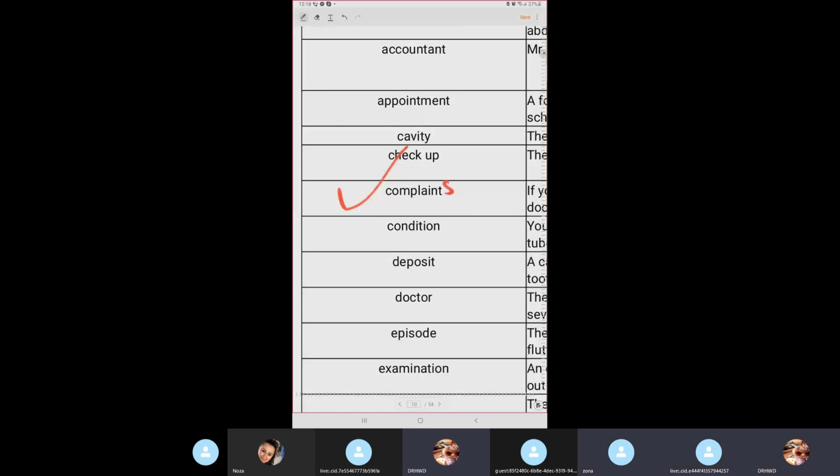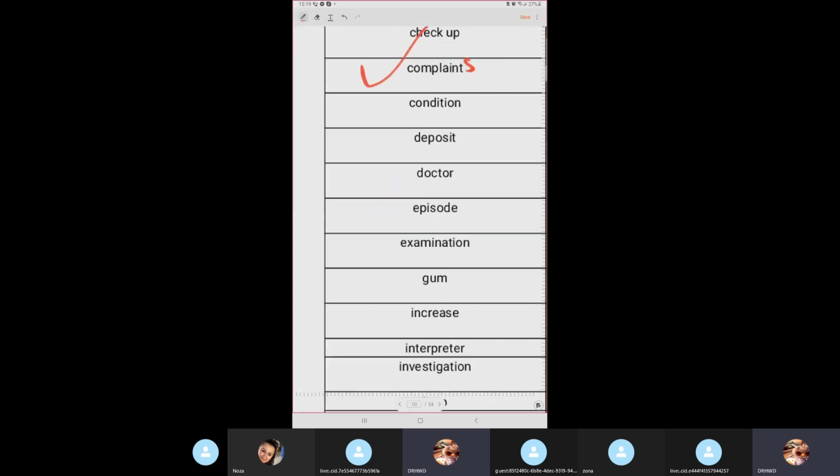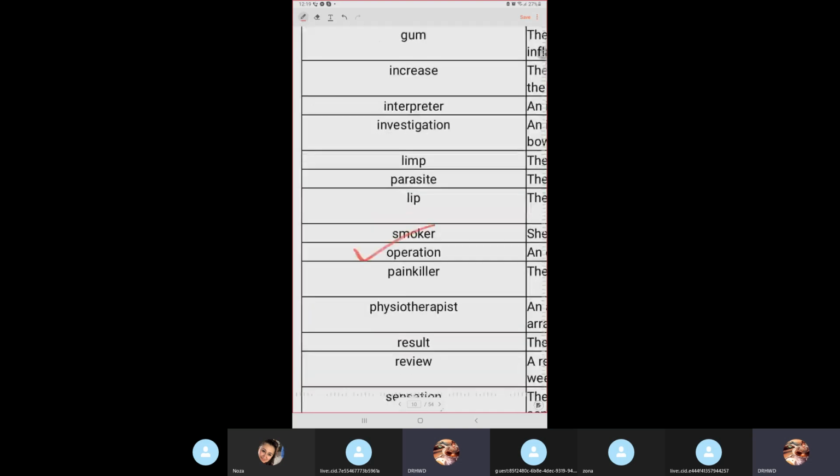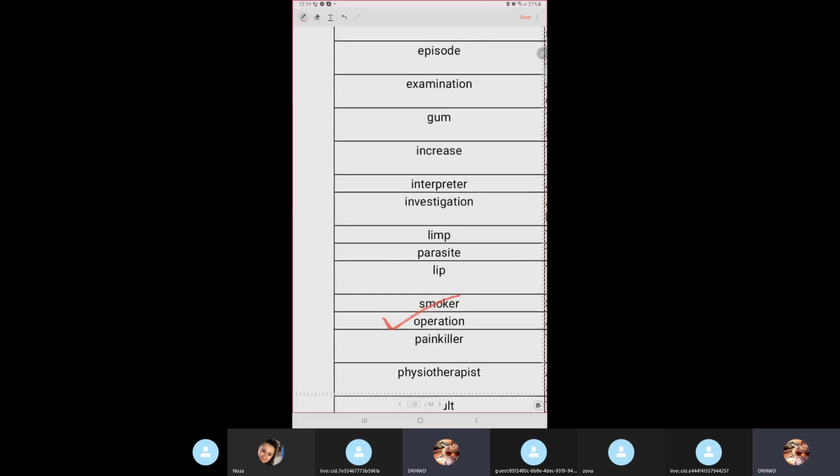Dr. Narjinder: Complaint is countable, I guess. A complaint is countable, right? Yes, again, it is one such word which depends on the context of the thing. However, in your letters, complaint is countable. Cavity is countable. Doctor is countable. Examination, episode, these words are all countable. Operation is countable.